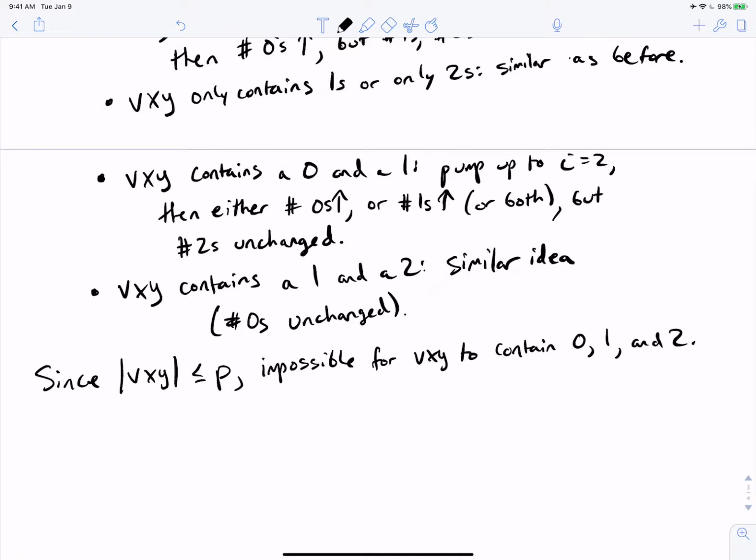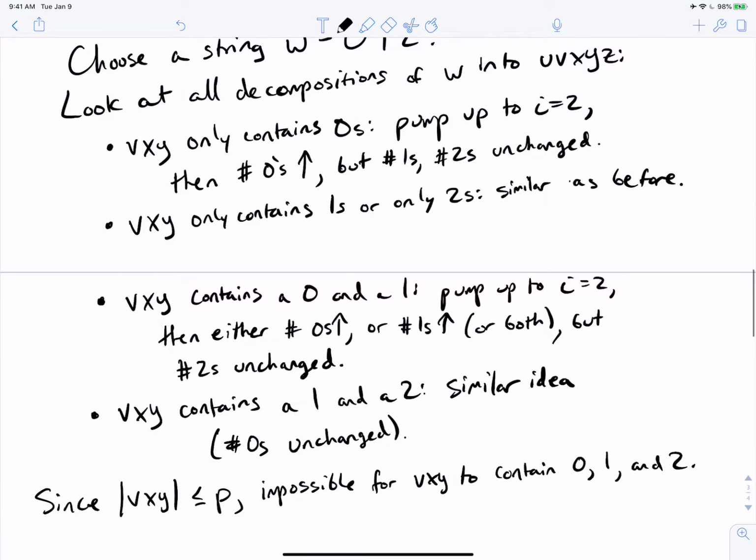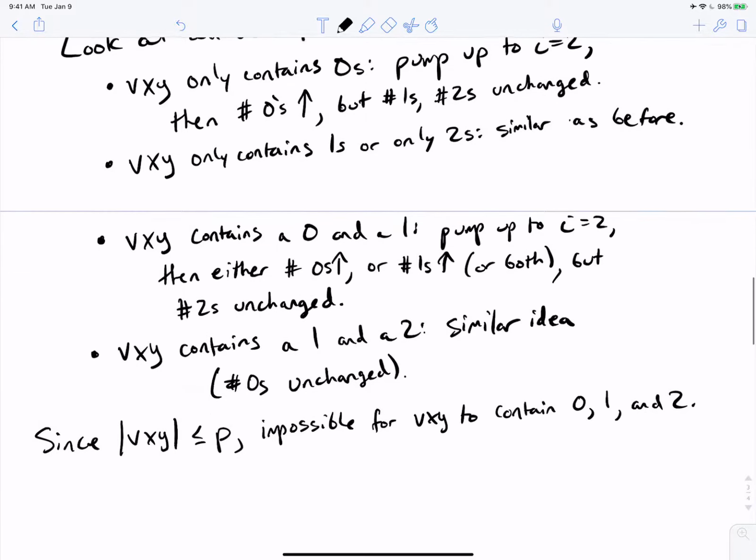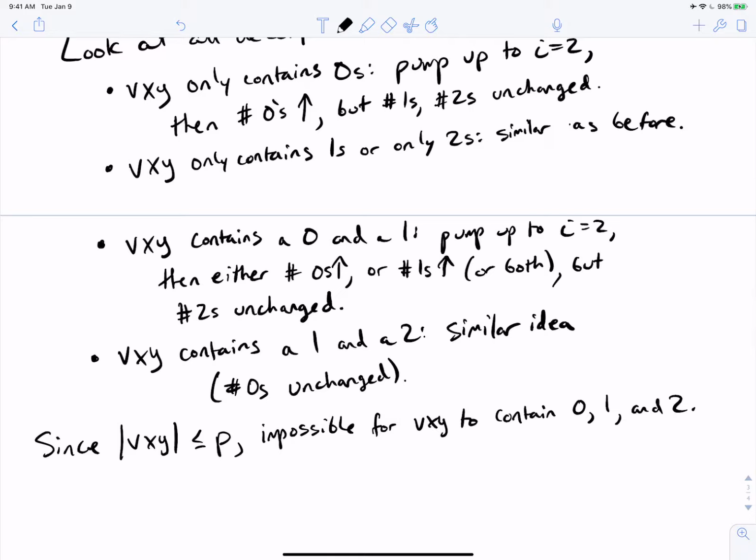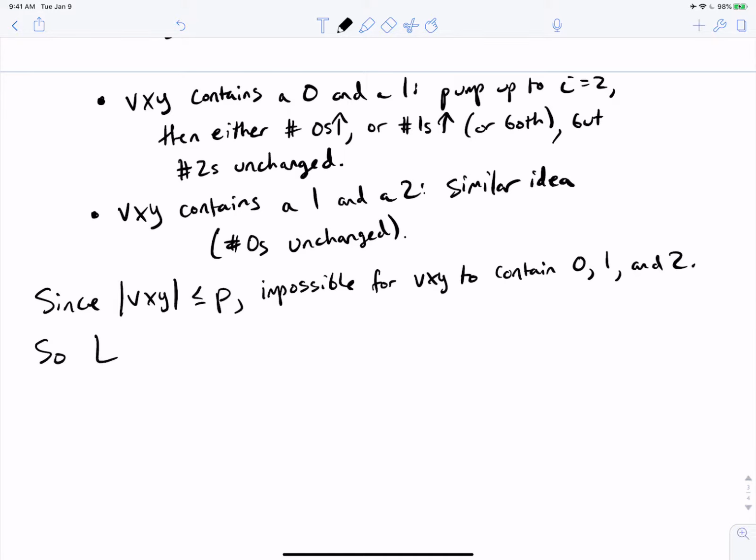And for that reason, we've handled every decomposition. Because it's either going to be uniformly in the zeros, 1's, or the 2's, or it straddles the boundary between two segments, but it can't touch all three segments at the same time. So we handled all decompositions, and we pumped out of the language in each one. So what can we conclude? It's not context-free. So L is not context-free.